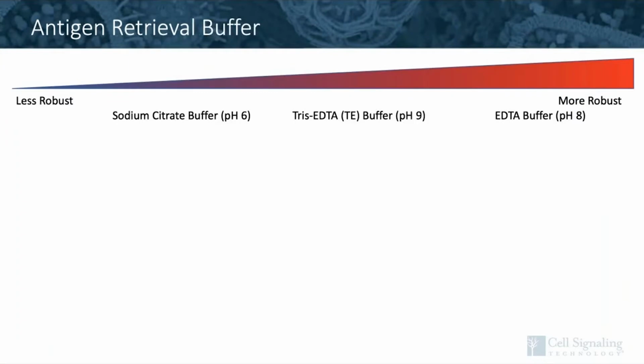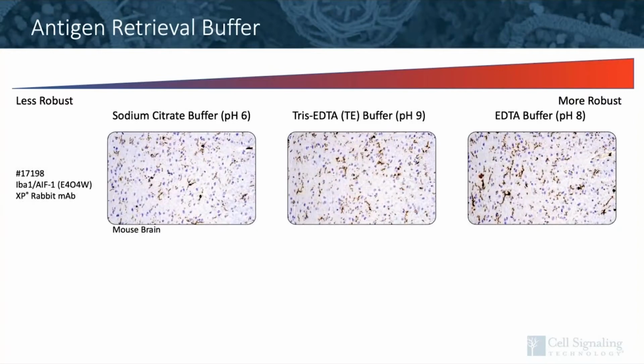The final consideration for antigen retrieval is the choice of buffer. The two most common buffers are sodium citrate, which is generally used at pH 6, and EDTA, which is commonly used at pH 8 or 9. Generally speaking, the higher the pH of your buffer, the more robust your retrieval will be. As you can see in this example of our anti-IBA1 product, stained on mouse brain, sodium citrate yields an acceptable signal level, though the Tris EDTA and EDTA buffers are stronger.